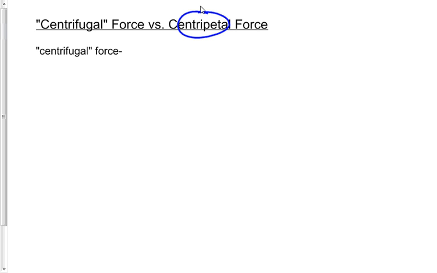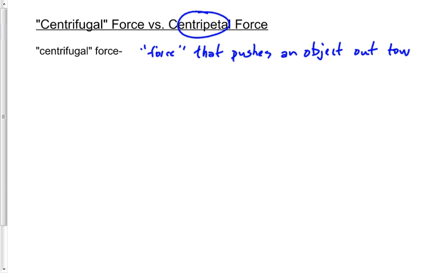The centrifugal force, and notice I've got that in quotation marks. I'll tell you why in just a second. It's the force, I'm also going to put that in quotation marks, that pushes it out. It pushes an object out toward the outside of the circle.